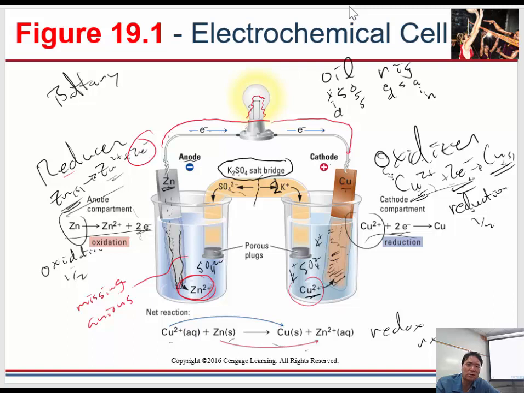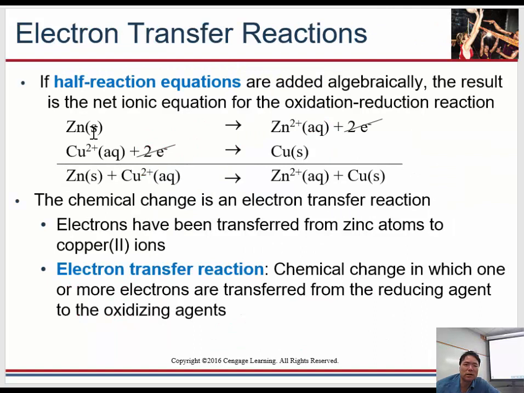And the reducer gets oxidized. And the robber is not the same as the person who was robbed. And so the oxidizer is like the robber of electrons, and the zinc was the victim of that robbery. And so the terminology is complex sometimes. These are the half reactions here.